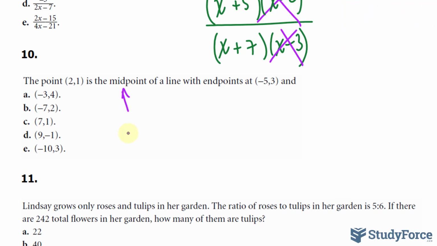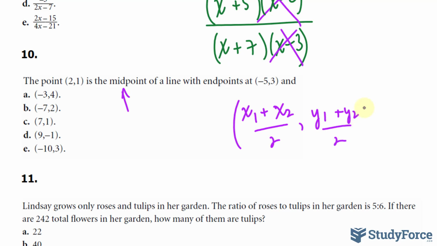Well, remember, you're not going to be given any formulas on the SAT, so it helps to know this. It is the average of the x's. So we have x1 plus x2 divided by 2 and y1 plus y2 divided by 2. It's been a really long time since I've used this formula, so it just came into my head. Make sure that you do a lot of practice so you remember.